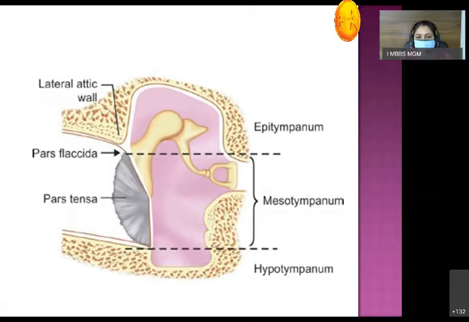The part above the tympanic membrane is called the epitympanum. This is the mesotympanum, which lies opposite to the tympanic membrane, and this is the hypotympanum, which lies below the tympanic membrane. So this is the division of the tympanic cavity.